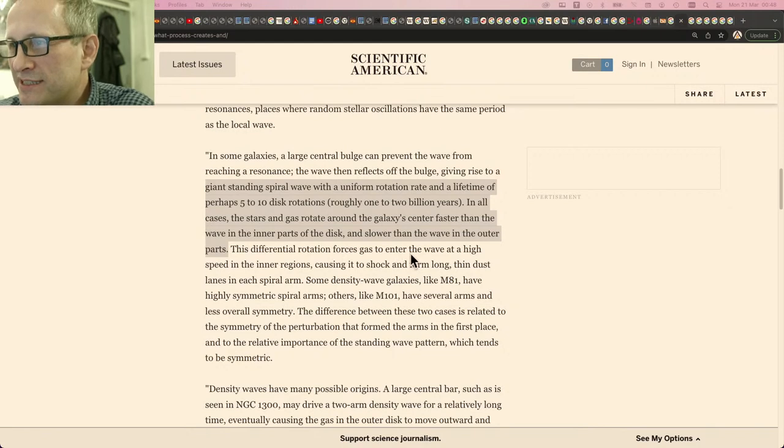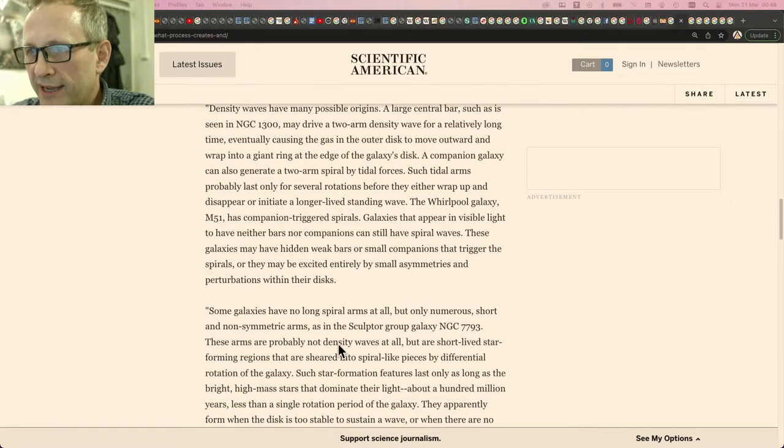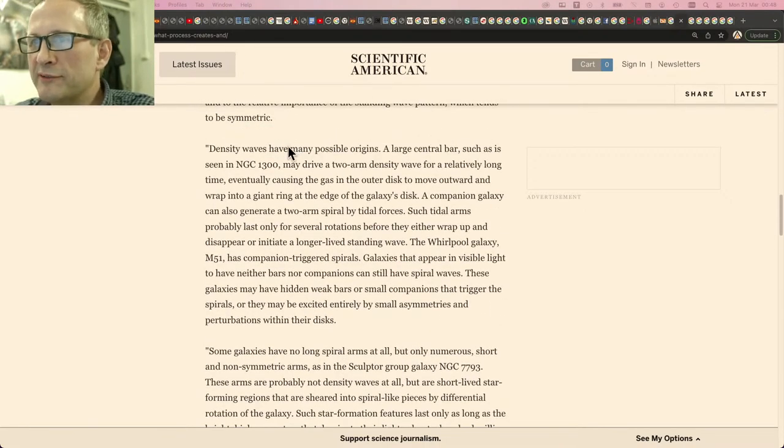This differential rotation forces gas to enter the wave at high speed in the inner regions, causing it to shock and form long, thin dust lanes in each spiral arm. Some density wave galaxies like M81 have highly symmetrical spiral arms. Others like M101 have several arms and less overall symmetry. The difference between these two cases is related to the symmetry of the perturbation that formed the arms in the first place and to the relative importance of standing wave patterns, which tend to be symmetric. Okay, let me just see if there's anything else useful here.